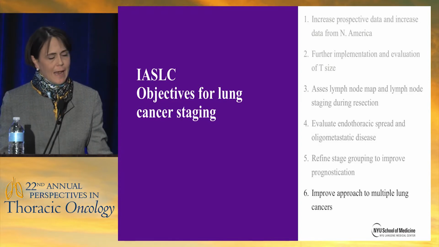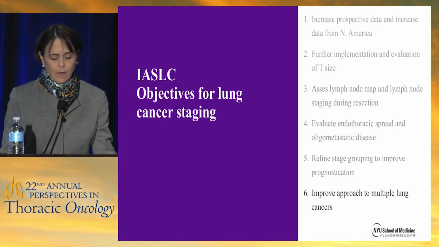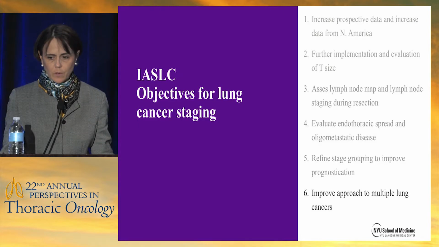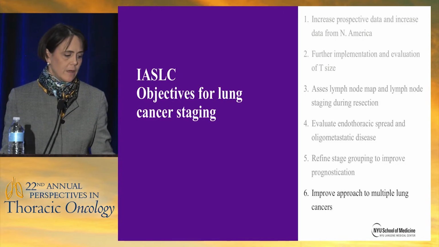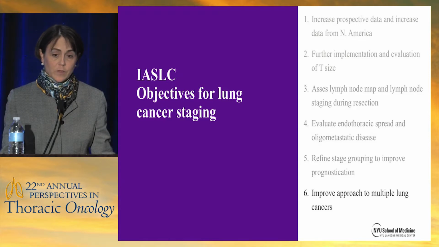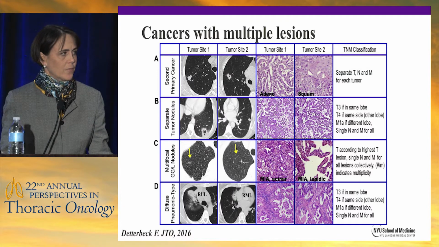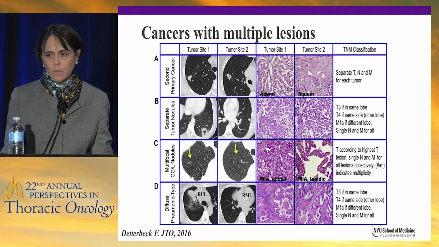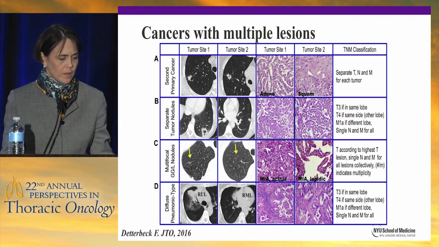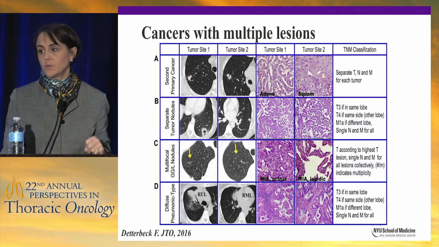One more thing which was tackled in this staging effort, and which there are multiple articles which review it, is our approach to multiple lung cancers. That has always been very confusing and really poorly dealt with in the previous staging system. So in this effort, we ask all of you, when you see multiple nodules on a CAT scan or a patient presents to you with that, that you have to force yourself to put them into one of these 4 groups.